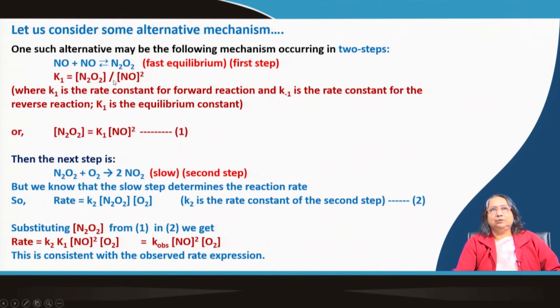Now we can just rearrange it. The N2O2 concentration is nothing but K1 into the NO concentration to the power 2. Now, what is the next step? Because N2O2 is an intermediate, it has to be consumed. So the next step is N2O2 plus O2 giving 2 NO2, and this is a slow, second step. We know that the slow step determines the reaction rate. So the rate will be k2 into the N2O2 concentration into the oxygen concentration.